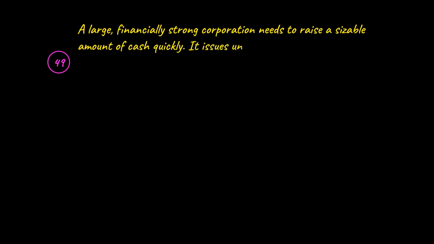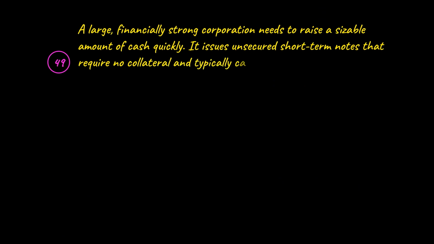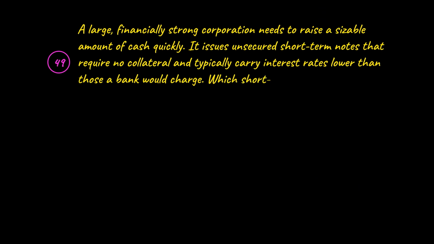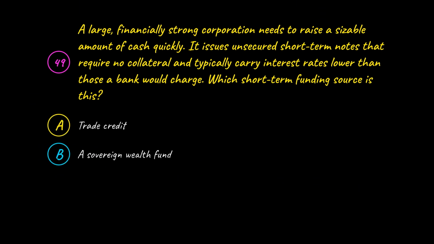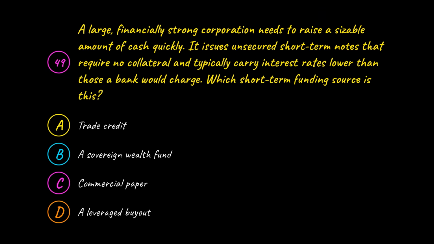Question 49. A large, financially strong corporation needs to raise a sizable amount of cash quickly. It issues unsecured short-term notes that require no collateral and typically carry interest rates lower than those a bank would charge. Which short-term funding source is this? Your options are A. Trade credit, B. A sovereign wealth fund, C. Commercial paper, D. A leveraged buyout. Which one is it? Pause the video if you need more time.